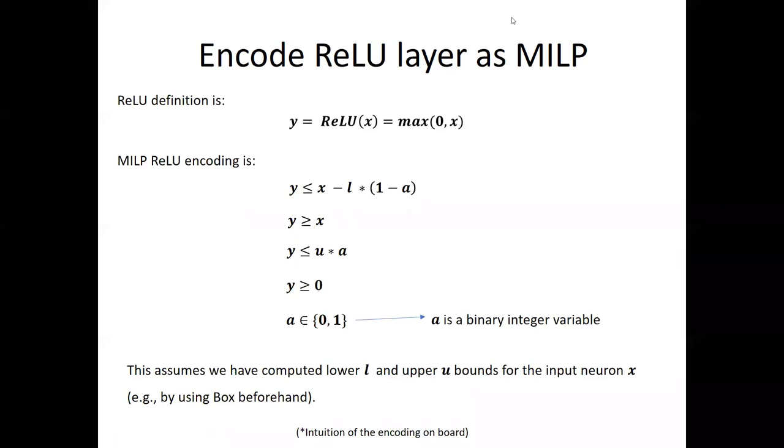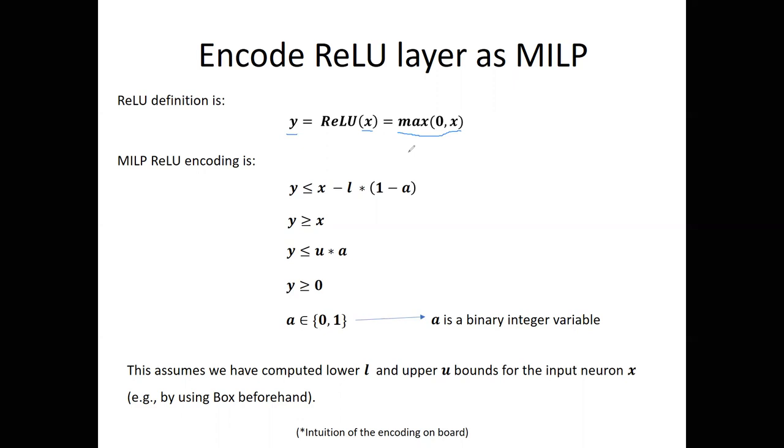So let's first get back to, let's use our drawings here. If you remember, the ReLU activation takes as input the neuron X and produces the value Y, where Y is the maximum of 0 and X. So if X is negative, then Y becomes 0. If X is positive, then Y becomes X, okay?